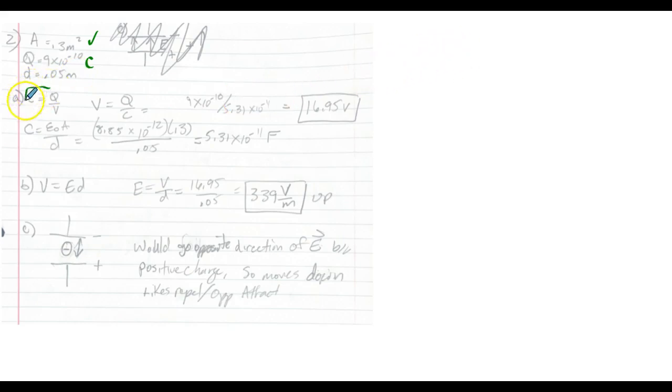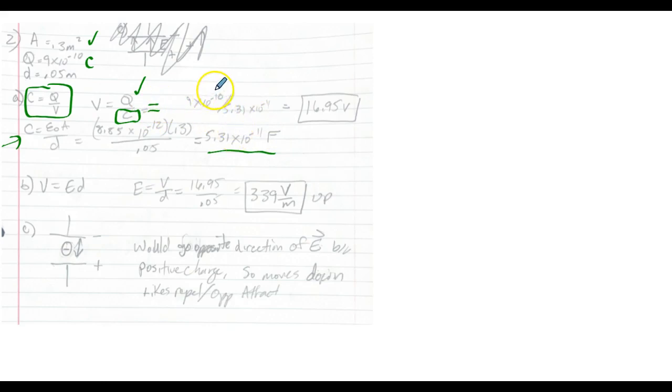The capacitance equation is C equals Q over delta V. We're looking for V, so if I solve that, it's Q over C. We know Q, but I don't know C, so I have to get that from a different capacitor equation based on the physical properties, which is that one: epsilon naught A over D. Epsilon naught is just a constant, 0.3 is the area, and 0.05 is the separation. When I do that math in my calculator, I get a very small number, 5.31 times 10 to the negative 11th farads for the capacitance, and then I plug that into this formula up here.